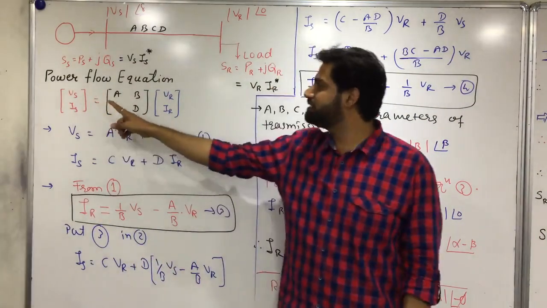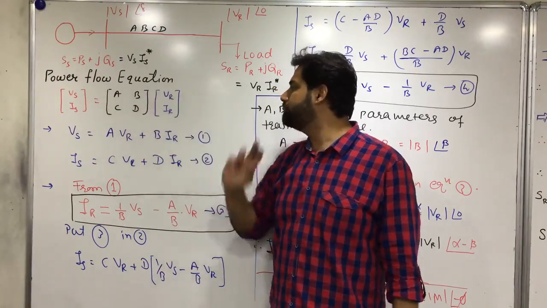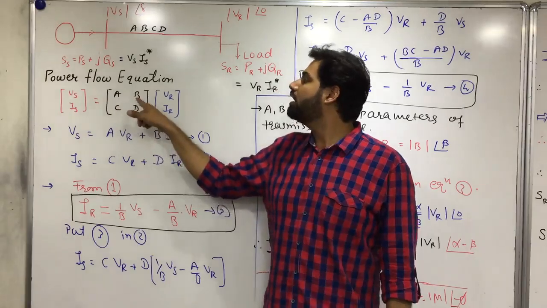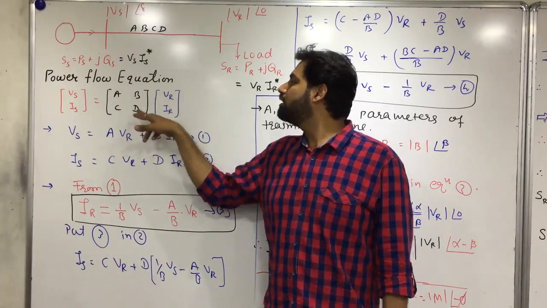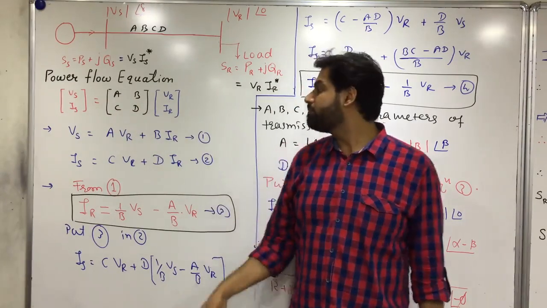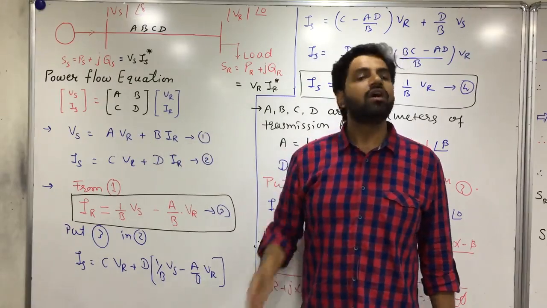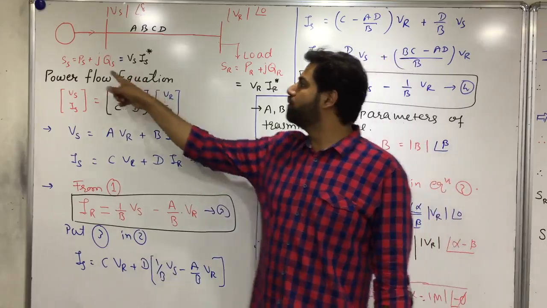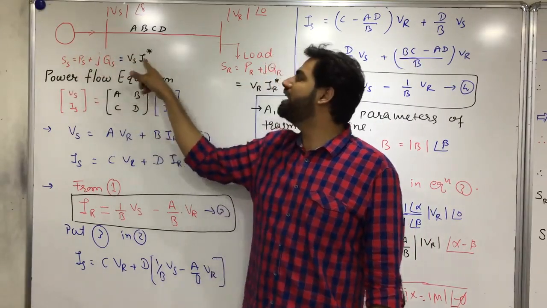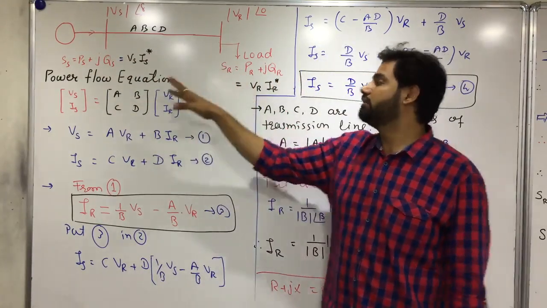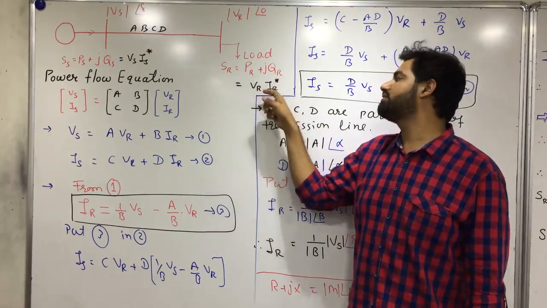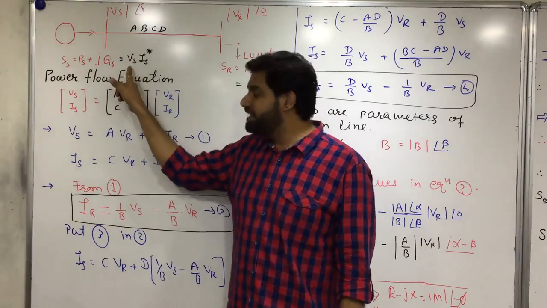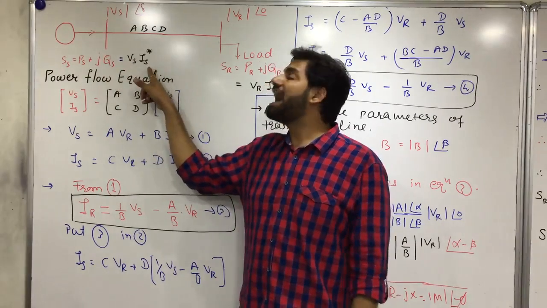Here we can make our first equation: Vs is equal to A into VR plus B into IR. Second equation: Is is equal to C into VR plus D into IR. Why have we taken these? We are interested in finding the complex power. I know the sending end complex power is equal to Vs Is conjugate, whereas the receiving end complex power is given by Vr Ir conjugate. So I need the values of Vs and Is conjugate.